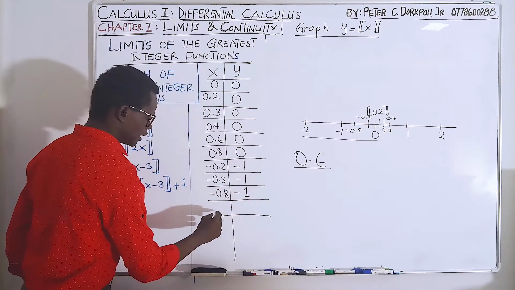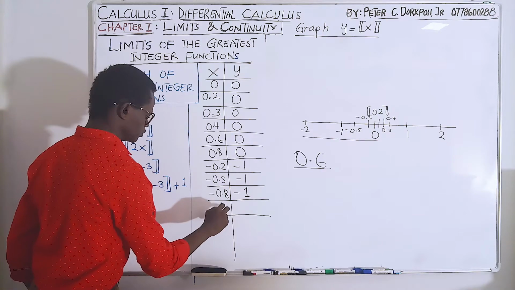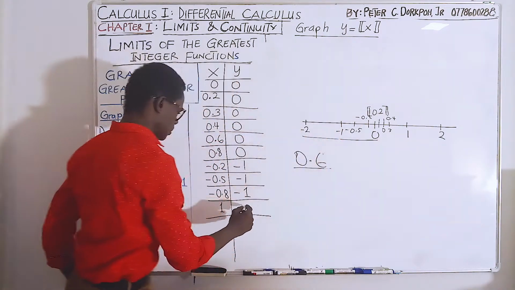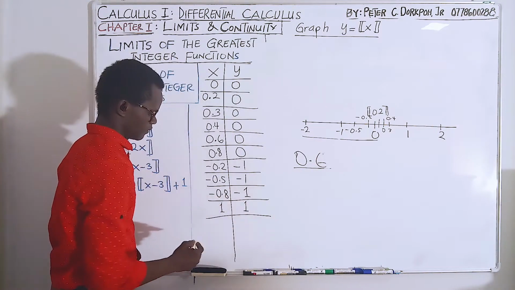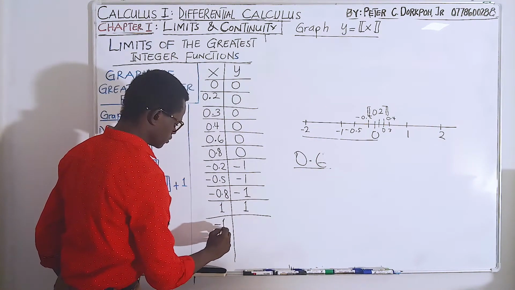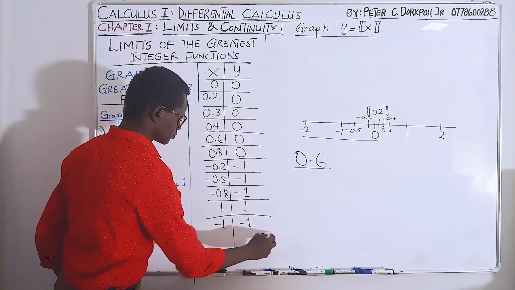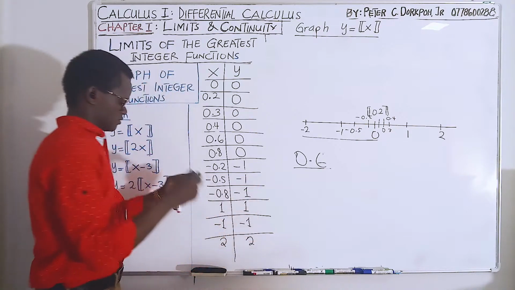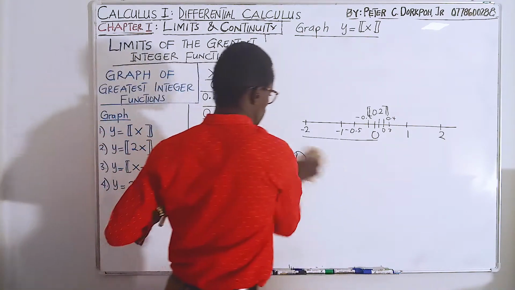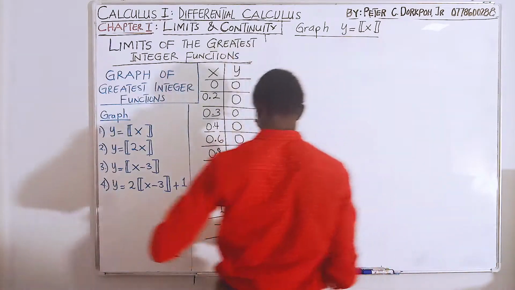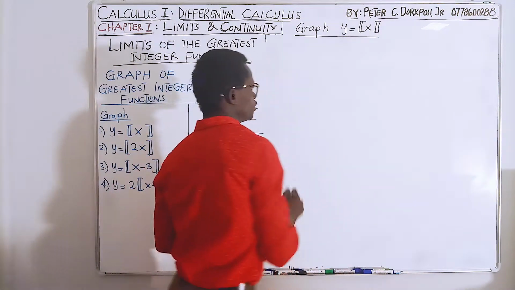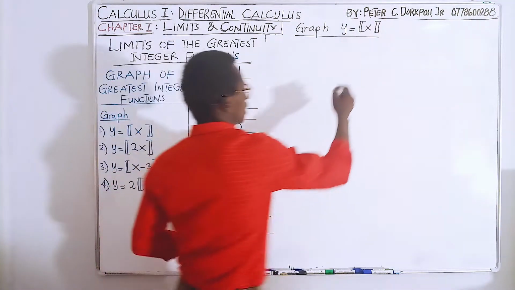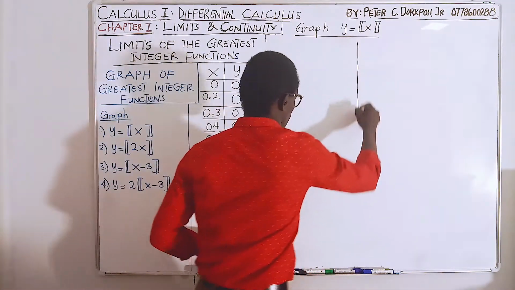So let's say positive 1. When x is positive 1, y will be positive 1. When x is negative 1, y will also be negative 1. When x is 2, y will be 2, right? Now let's work with these values, because normally for the step function there is a pattern that you follow. So let's look at the graph.